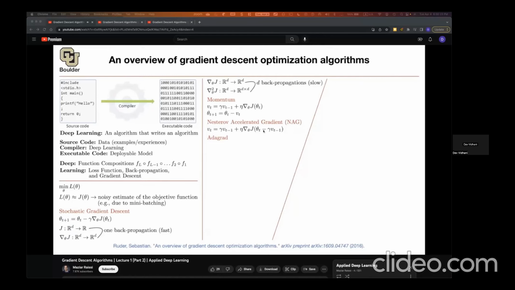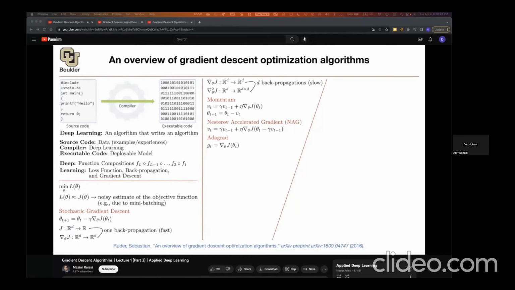So what I'm talking about in these slides are writing your compiler, which is basically, most of them are based on gradient descent. And in the deep learning literature, it's usually one of these algorithms that they use to train their models, to train their deep models. The next algorithm is AdaGrad.